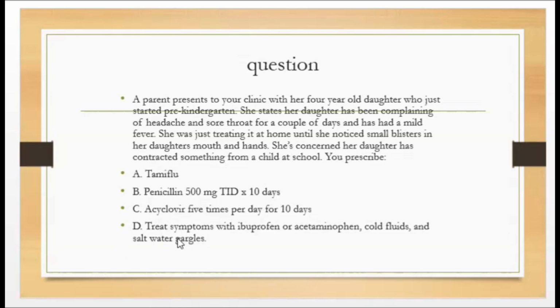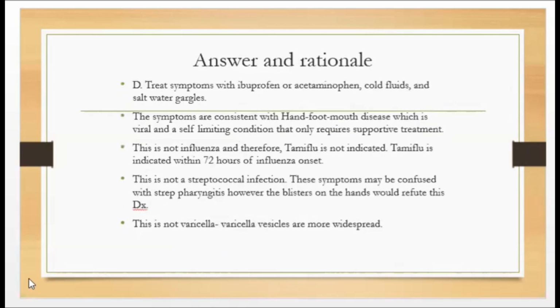So if you say D, you are correct, okay? The condition they are talking about here is your hand, foot, mouth disease. You're going to see all the blisters in their mouth, in their hands, okay? So in their feet. So all those tiny blisters. So the answer is D, hand, foot, mouth disease. That is what they're talking about.